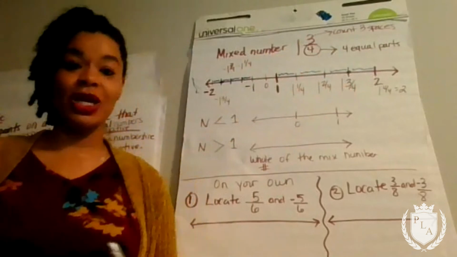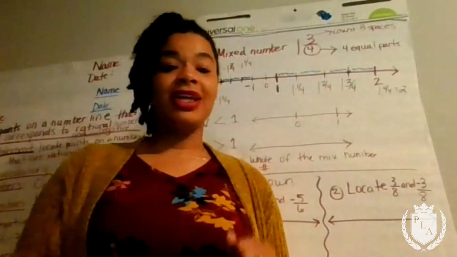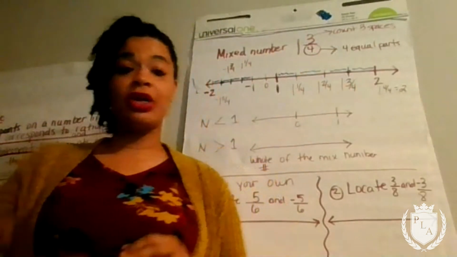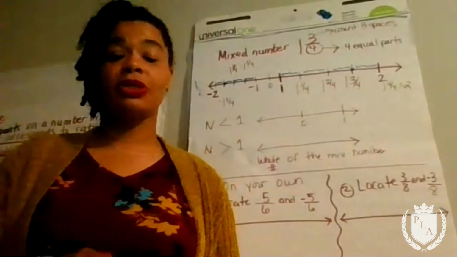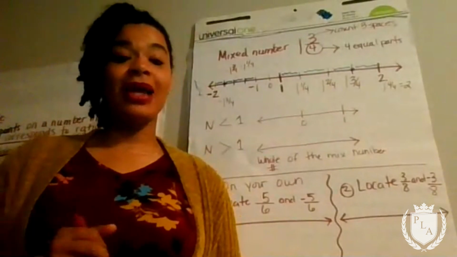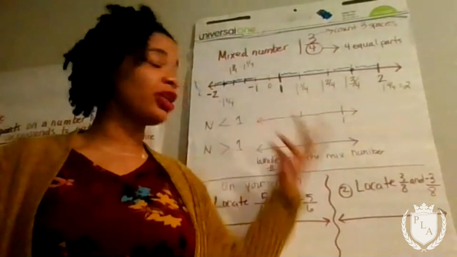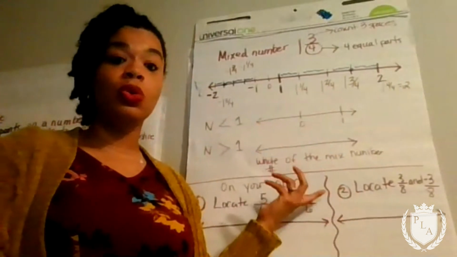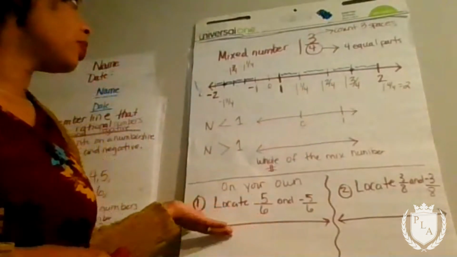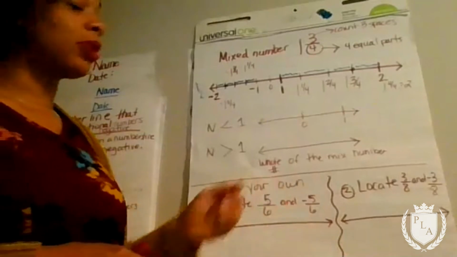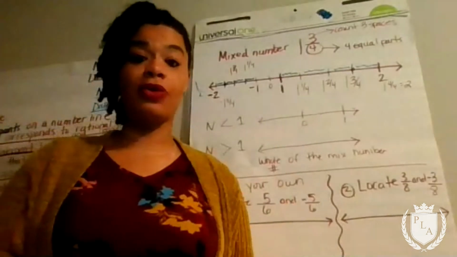Again, I would like to thank you all for watching this video, taking your time out to learn about locating rational numbers and negative numbers on a number line. Just practice, practice, practice. You can create your own fractions and follow the rules, and you'll come up with the correct number line. Just take your time and follow the rules.